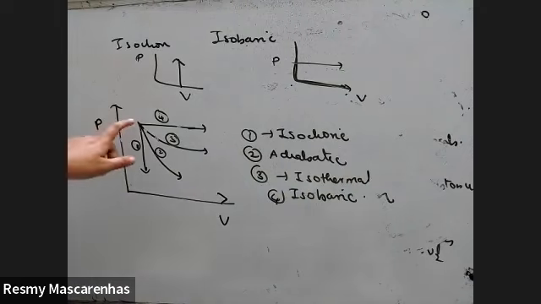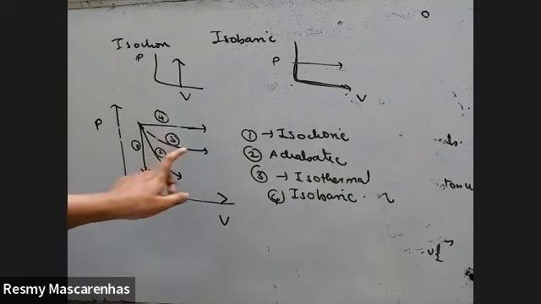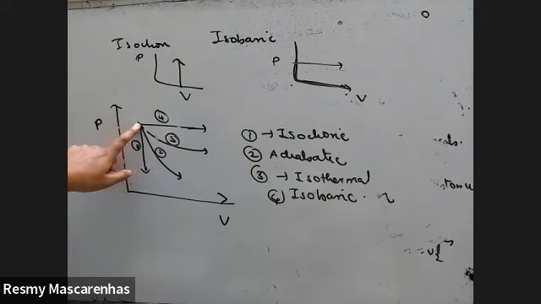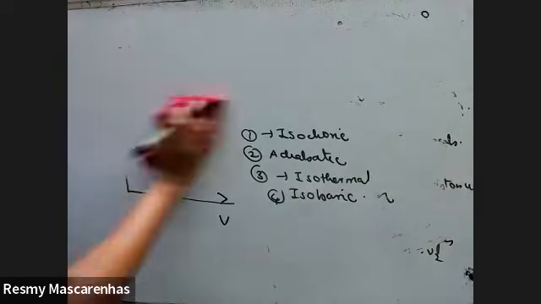Isothermal is a very slow process. It's almost constant. Adiabatic is quick. It will move faster. Changes will take place faster. You see the second law of thermodynamics.